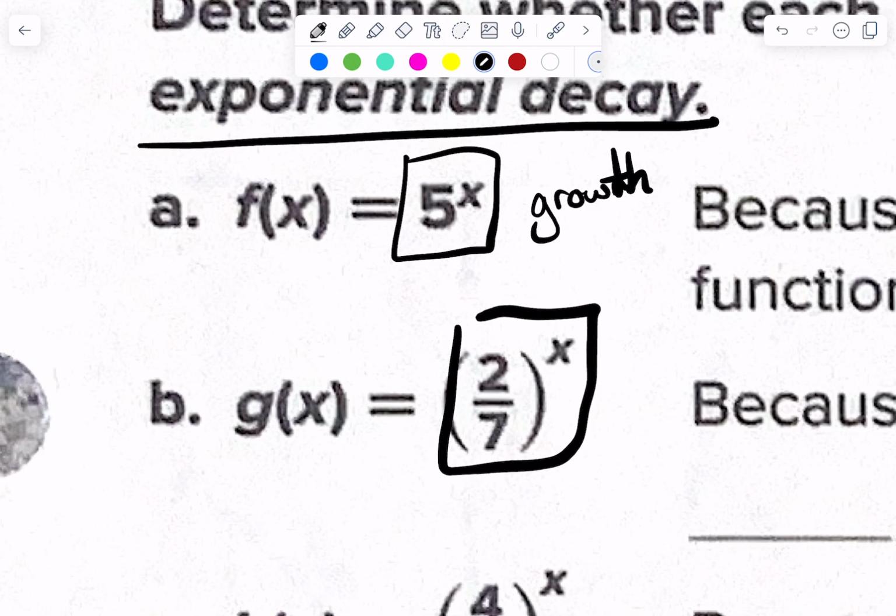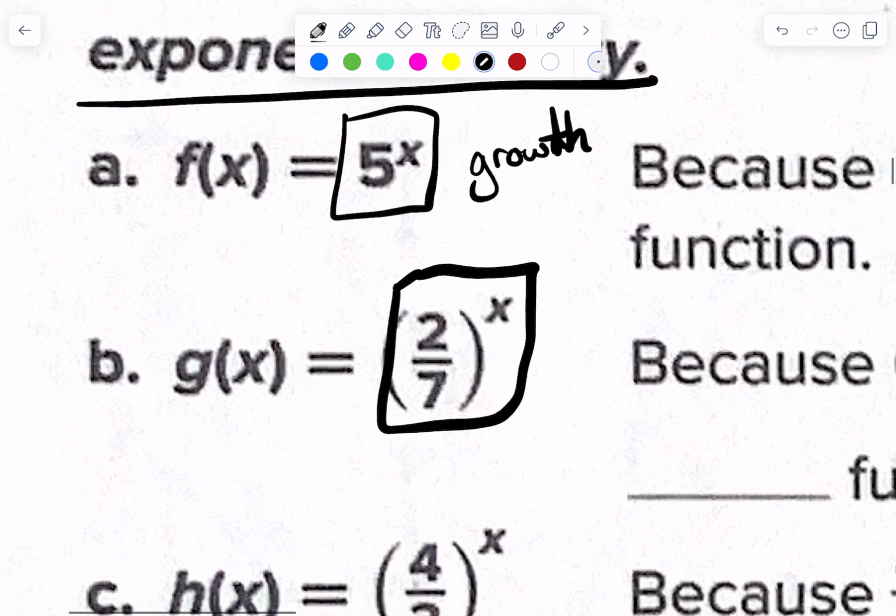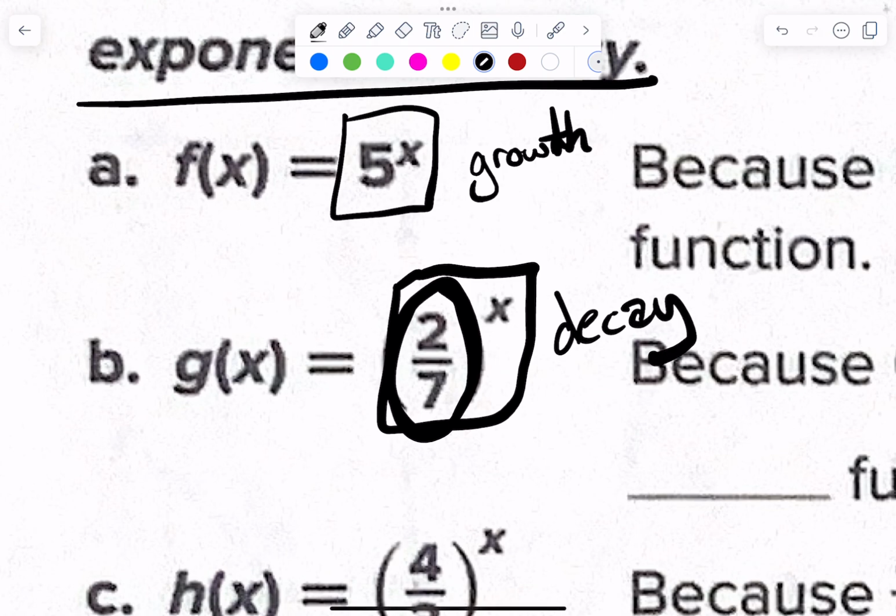What about 2/7 to the x power? Does it grow because it's in parentheses? What is the 2/7 in the parentheses? It's less than 1, but it's higher than 0. This number is less than 1, which means he's going to go down. Like a number less than 1 would be half, right? If I multiply it by a half every time, I'm reducing it. Got it? Okay, so 2/7 is going to be a decay function, going down in value.